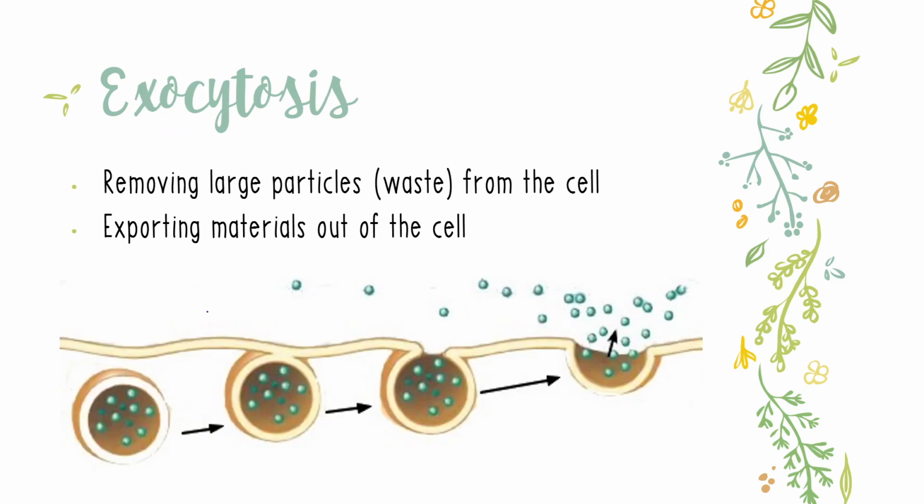For exocytosis, from the word exo, meaning outside, what we do here is remove large particles and export our materials out of the cell, just like what you can see here in our image. The best example of an organelle that does exocytosis is the Golgi apparatus. Once they are ready, they release their proteins or whatever substance through exocytosis.